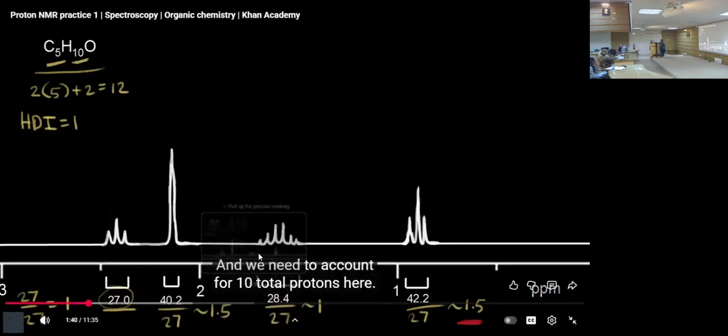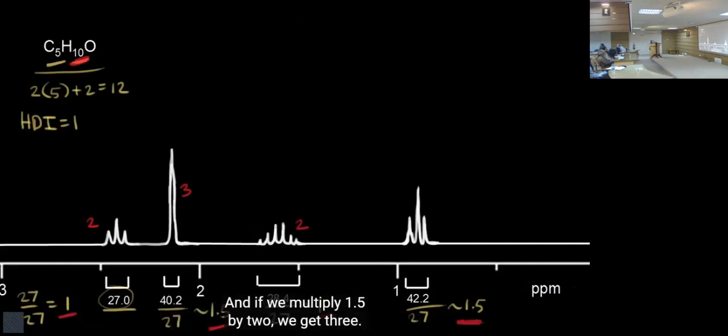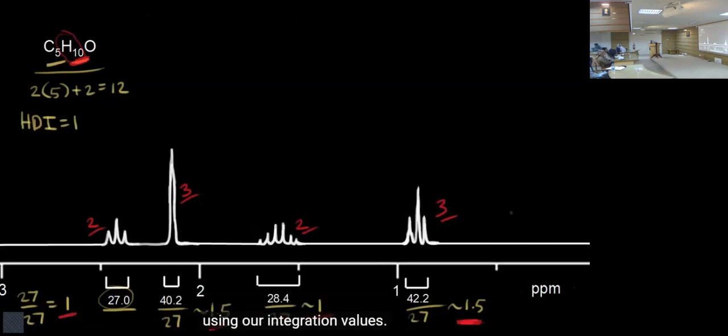Okay. To account for 10 total protons here, if we multiply 1 by 2, then we get 2 protons. So this signal represents 2 protons. If we multiply 1.5 by 2, we get 3. So this signal represents 3 protons. If we multiply 1 by 2, we get 2, and if we multiply 1.5 by 2, we get 3. So if you add all those up, 2 plus 3 plus 2 plus 3, that's of course 10 protons. So now we've accounted for all 10 protons using our integration values.